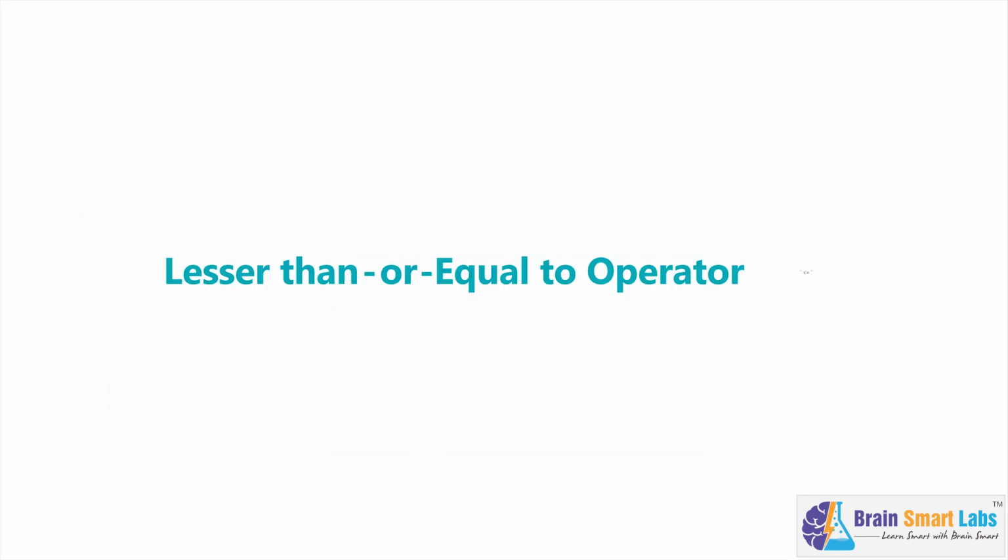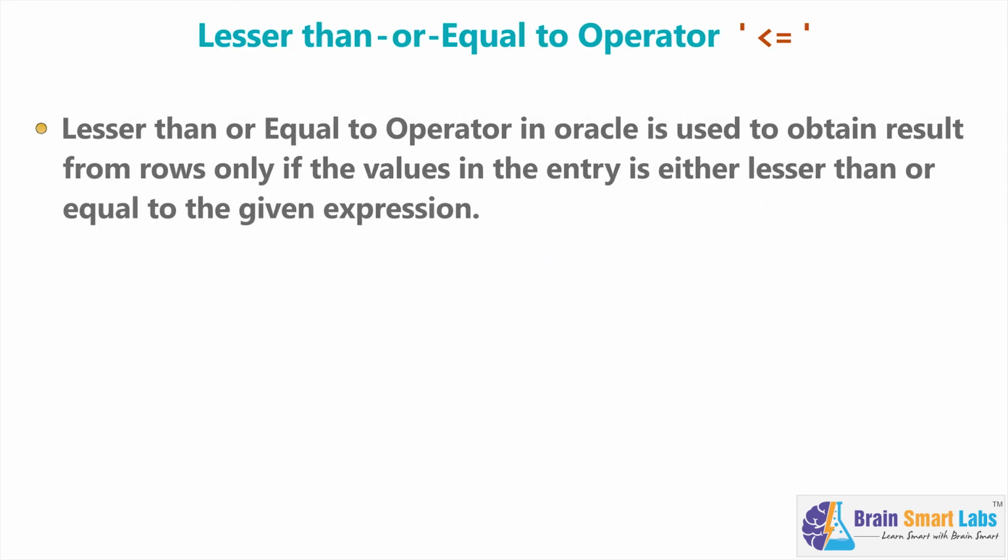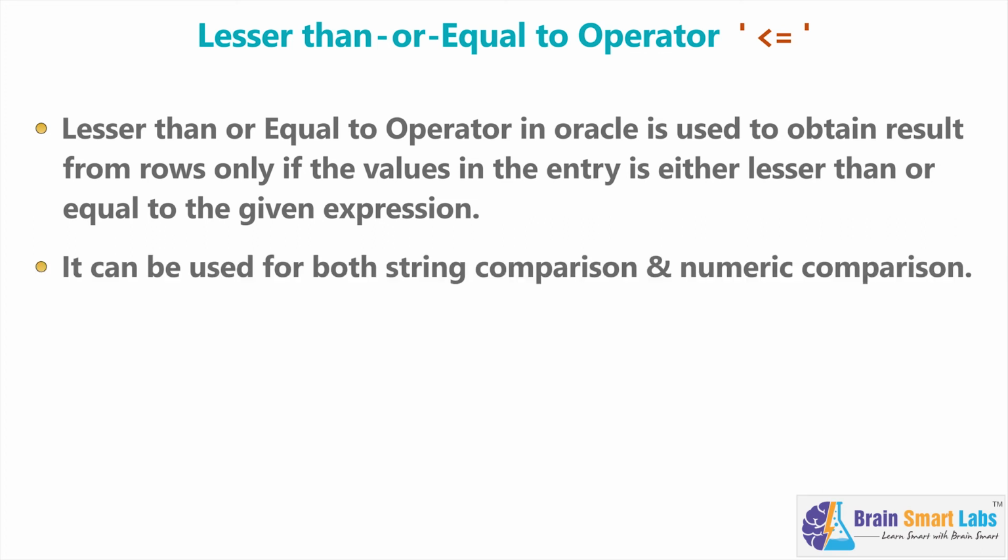Just as we have a greater than or equal to operator, we also have a less than or equal to operator in SQL, which we will be seeing now. Lesser than or equal to operator in SQL. Lesser than or equal to operator in Oracle is used to obtain results from rows only if the values in the entry is either lesser than or equal to the given expression. Once again over here, it can be used for both numerical comparison and string comparison.